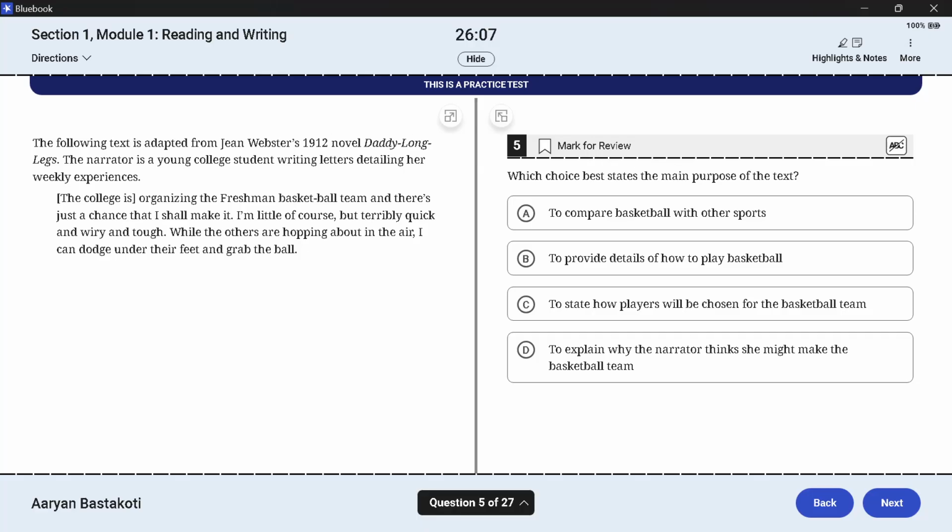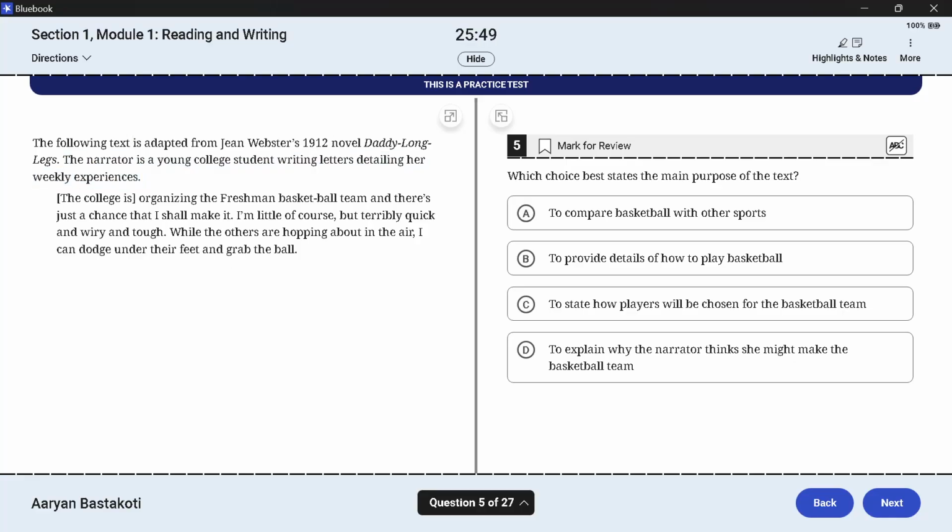And the following text, okay, now what I do here is read the first part of the question first. It is asking the main purpose. So after I know this, I go to this section. The narrator is a young college student writing letters detailing her weekly experiences. This gives me the context. And now I read this section.